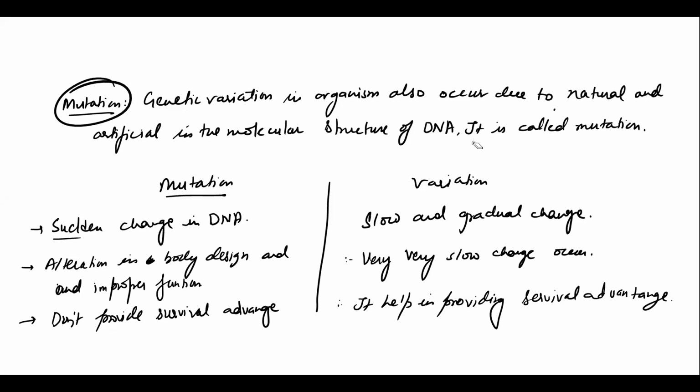If a person is born without hands, this is called mutation. If a person is born with polio, which is a viral disease, they are defective and not born the same as their parents. So this is called mutation. Understood? Yes, sir. Mutation is a sudden change in DNA.